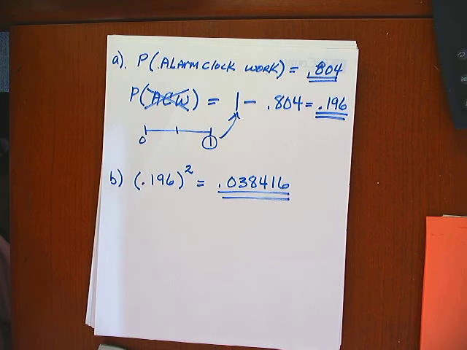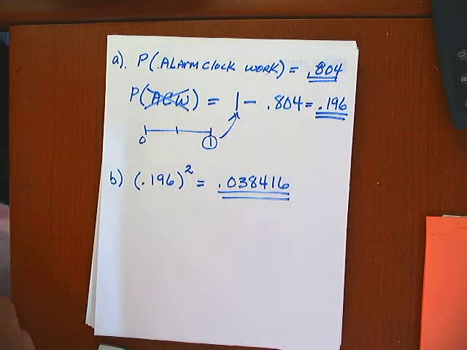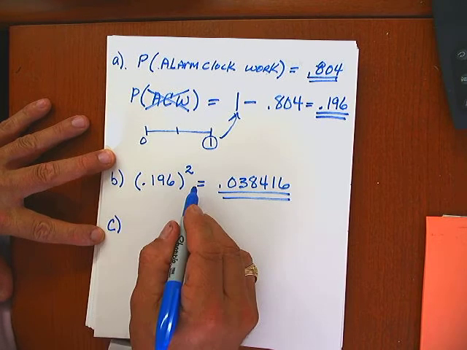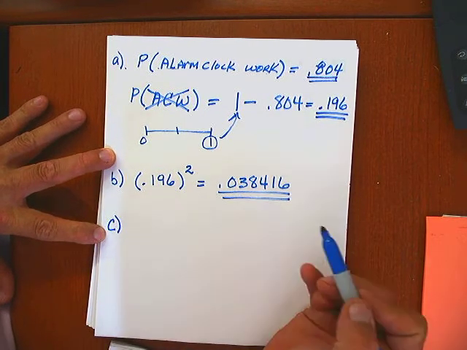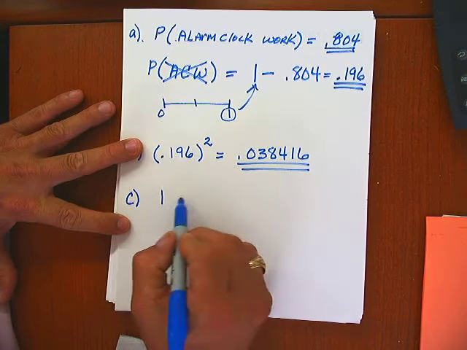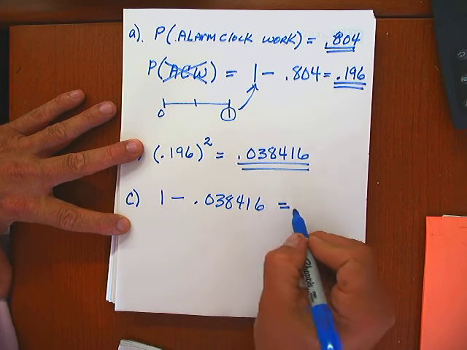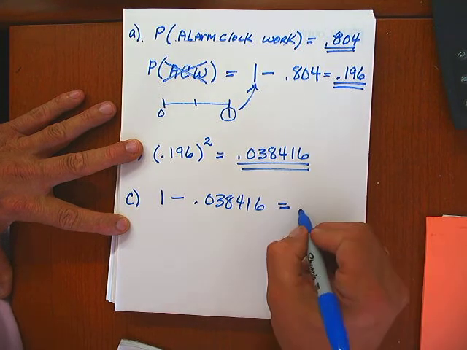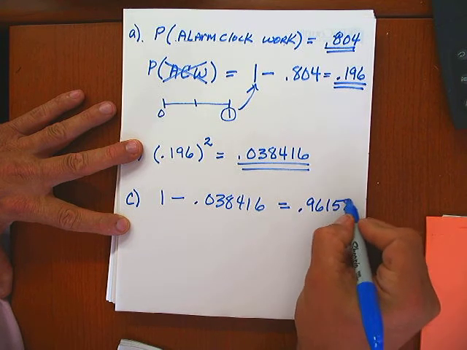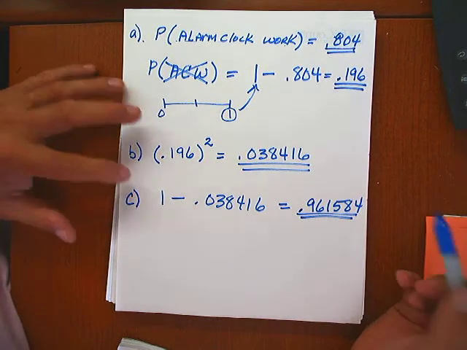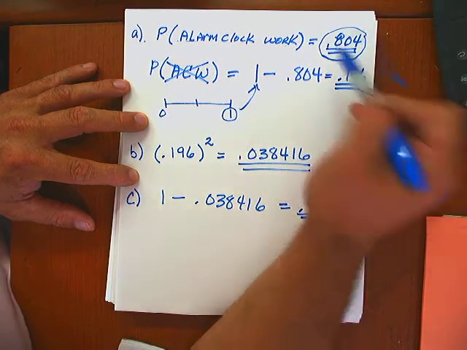The third part of the question says, with one alarm clock, you have a 0.804 chance of being awakened. What is the probability of being awakened using the two alarm clocks? Well, if this probability is of not working for the two alarm clocks, then the probability of these two working would be the complement, 1 minus not working. So 1 minus 0.038416 is equal to 0.961584. Now, your original probability of an alarm clock working was 0.804.